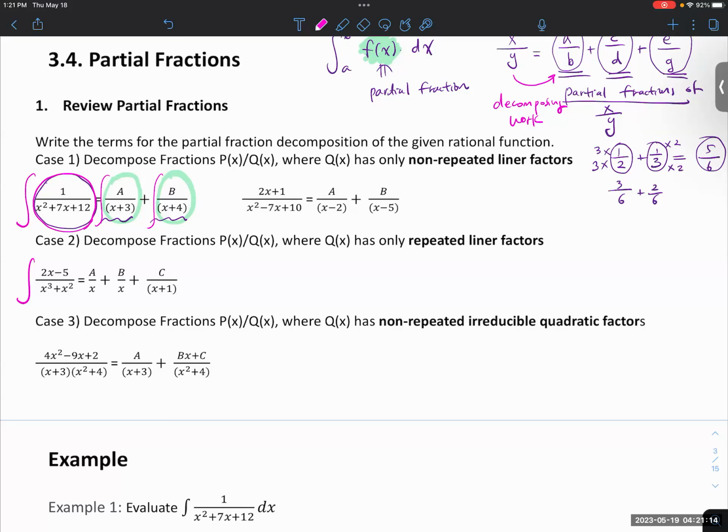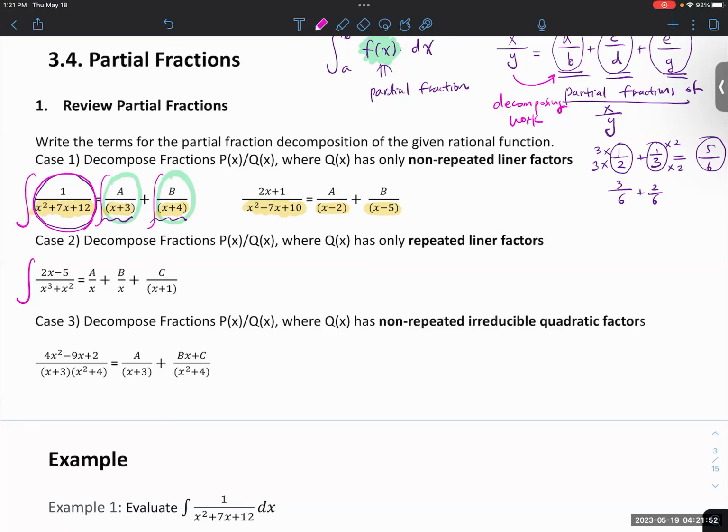Okay, so you already learned how to find the partial fractions by following 3 different cases. The first step is you're going to look at the structure of the denominator. So x squared plus 7x plus 12: you can factor that expression, that is x plus 3 and x plus 4. Or if you have a denominator x squared minus 7x plus 10, just find the 2 binomial factors. It'll be x minus 2 and x minus 5.